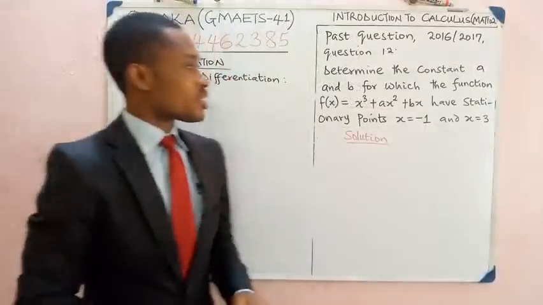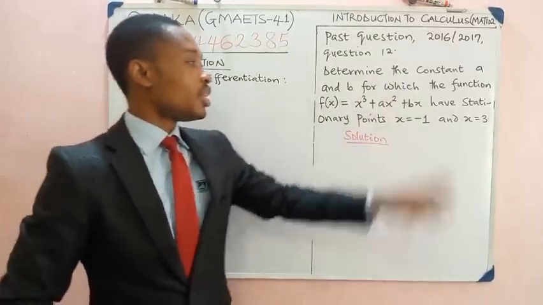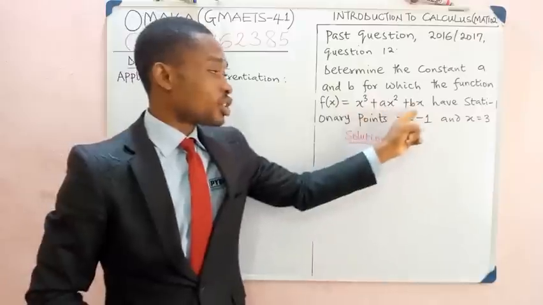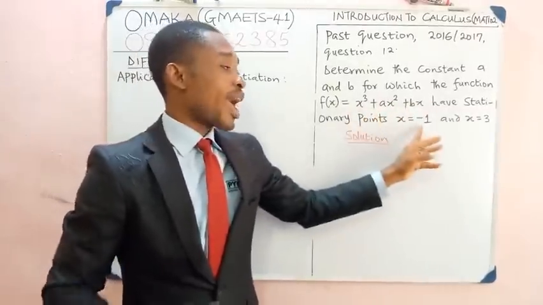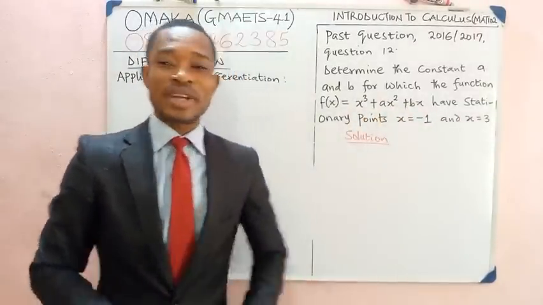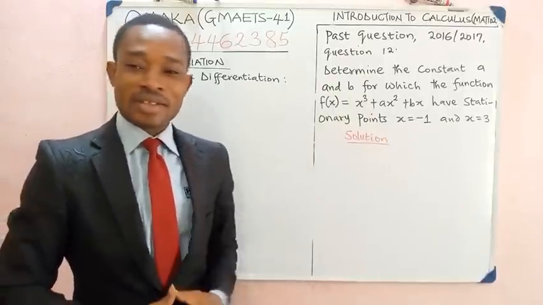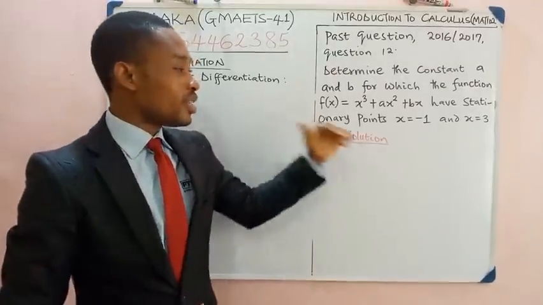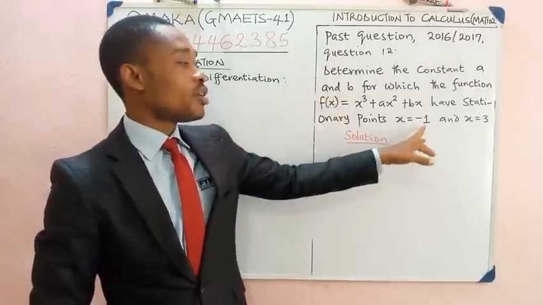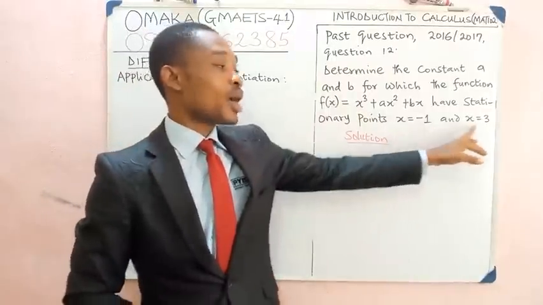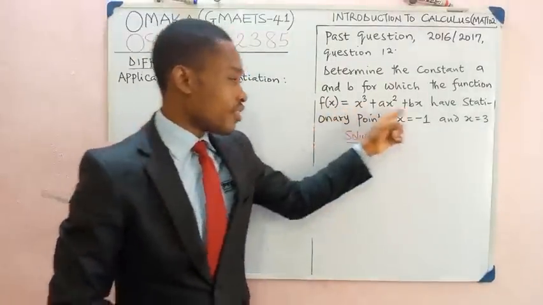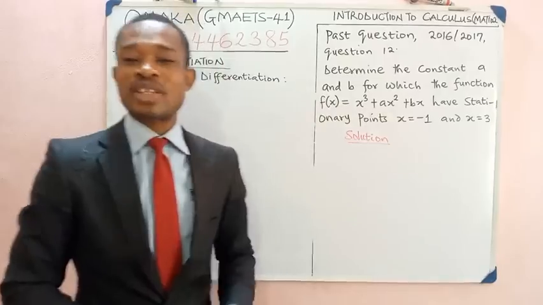Let us look at this past question. We are to determine the constants a and b for which this function has stationary points x equal to minus 1 and x equal to 3. You can just play around with this problem. It's for you to understand what the question is about. Now, this function has stationary point values at x equal to minus 1 and x equal to what? 3. I know at a stationary point, the first derivative of the given function is expected to be 0.